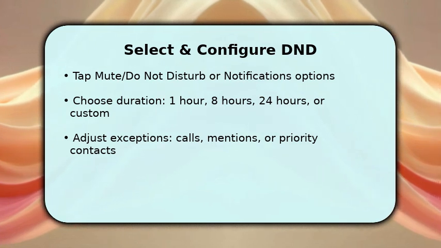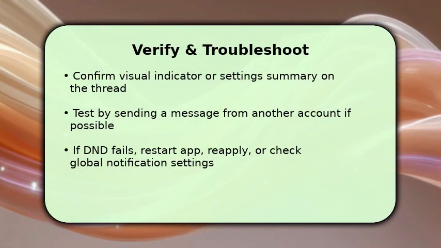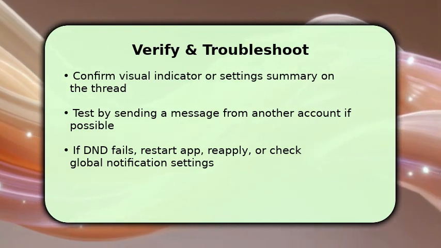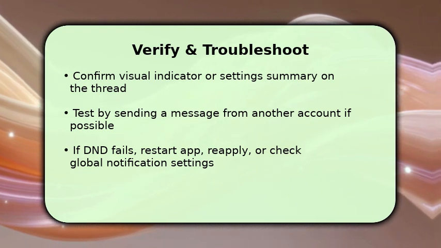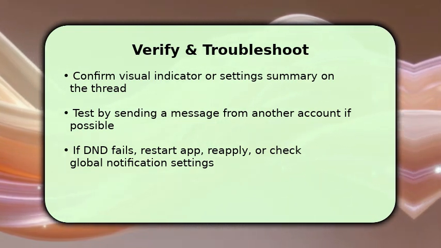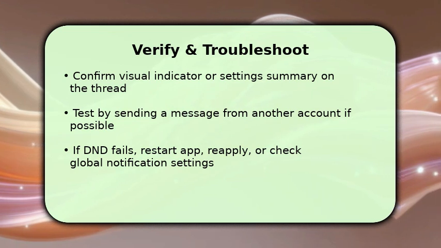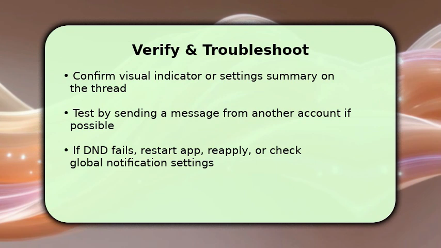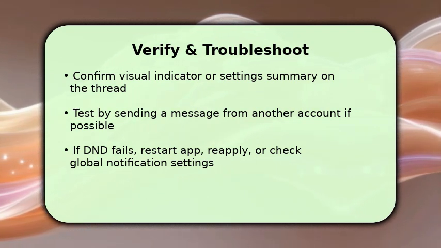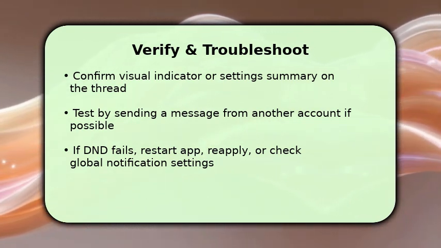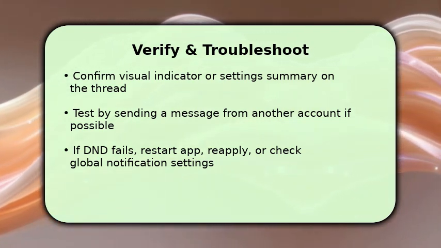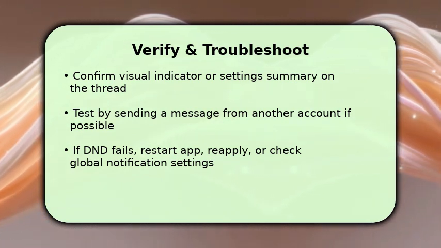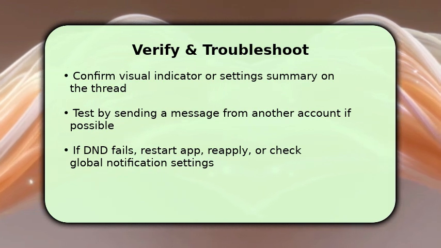Finalize the process by verifying the Do Not Disturb marker on the conversation and checking global notification settings to ensure no override exists. If you want certainty, use another account to send a test message and watch for alerts. Silence confirms success. If notifications still arrive, restart the app or device, then reapply the setting and inspect permission toggles for that app. If problems persist, clear cache or update the app. These steps resolve lingering conflicts and restore.